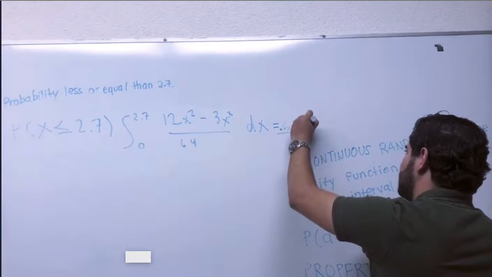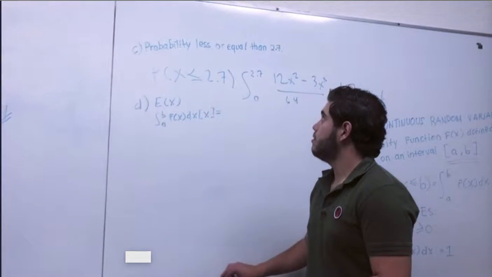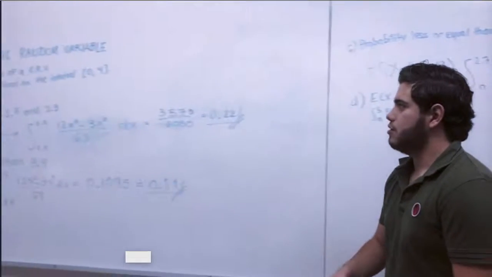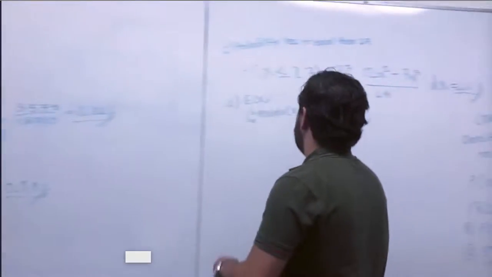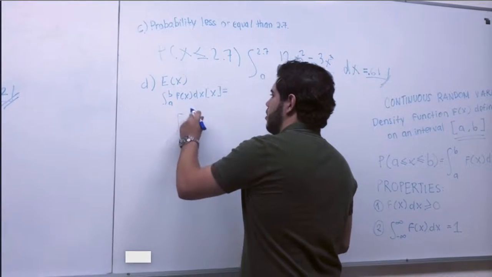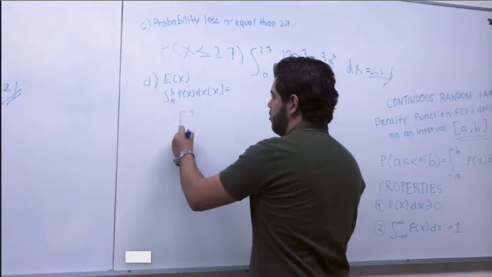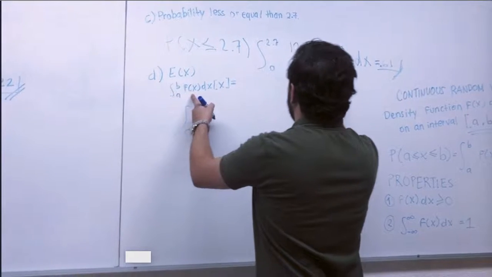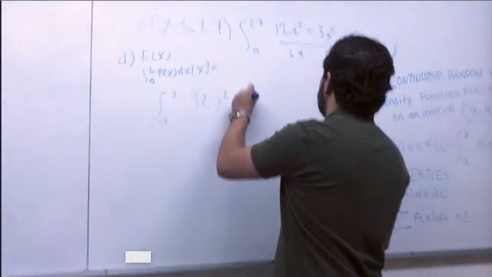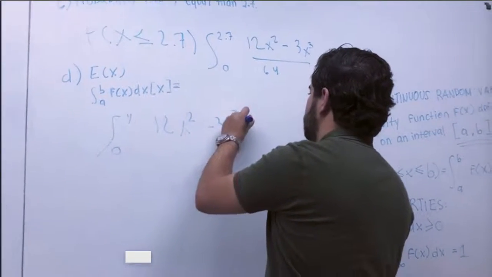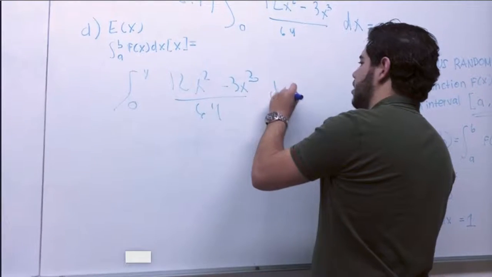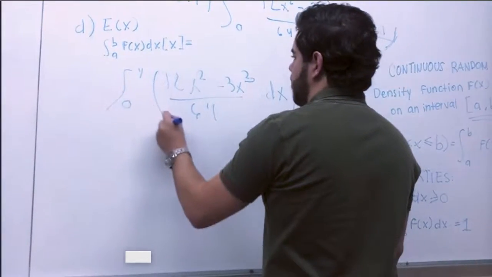The expected value: as we don't have here any interval like these ones, we're going to use the ones from the beginning. So here it will be the 4, here the 0, the f of x, that will be 12x squared minus 3x cubed divided by 64 dx, and this will be times x.